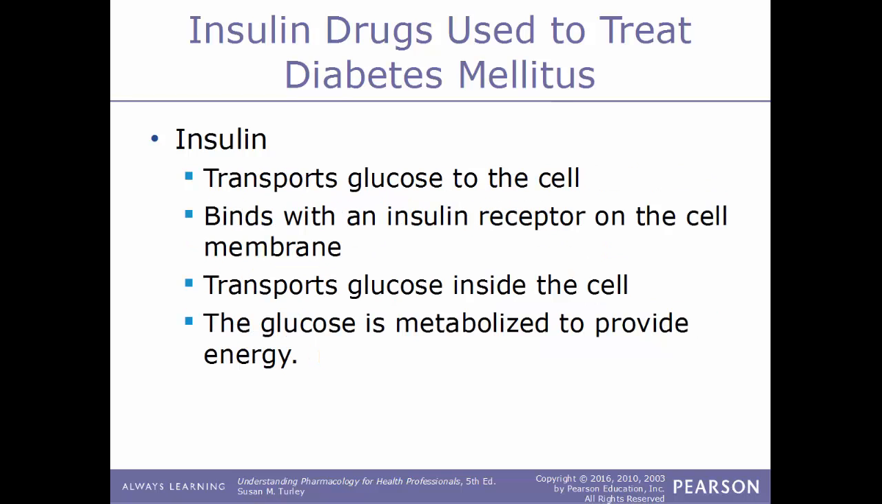Some basic functions of insulin: it transports glucose to the cell, then it will bind with an insulin receptor that is found on the cell membrane. It will help transport glucose inside of the cell to be utilized, and then from there, the glucose is metabolized to provide that cell with energy. So if insulin isn't there, glucose can't be utilized by the cell.